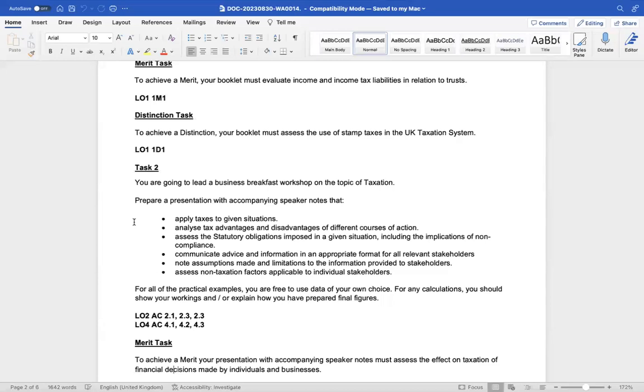So how you can address each of the specified points: apply taxes to given situations. So here you can provide practical examples of different business scenarios. Then also you can apply relevant taxes such as income tax, corporation tax, VAT to these scenarios.